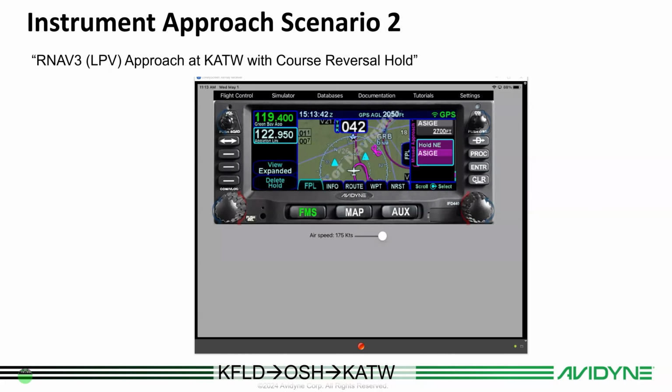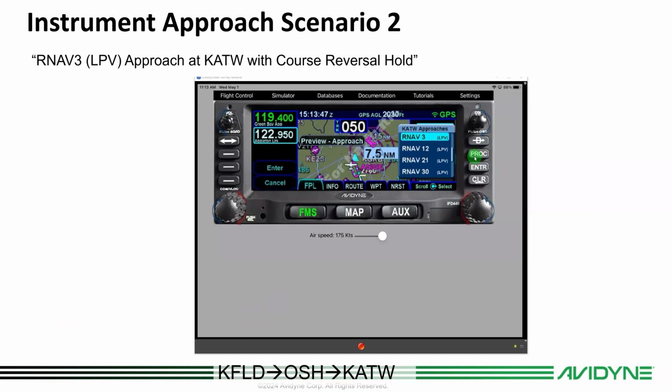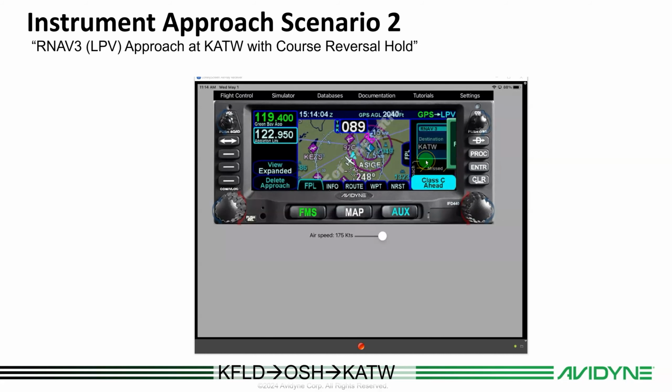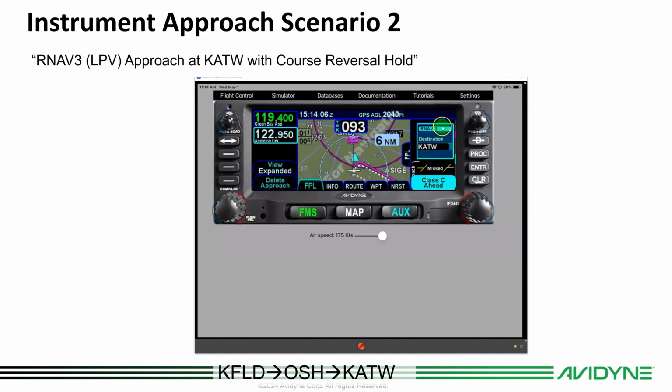So let's do that. Let's hit the proc button again and reload that approach. It's the RNAV 3, so we hit enter. And this time, our initial approach fix will be a pixie. Enter and replace the active with that. Now we're going to fly that approach. Notice it's armed for the LPV.